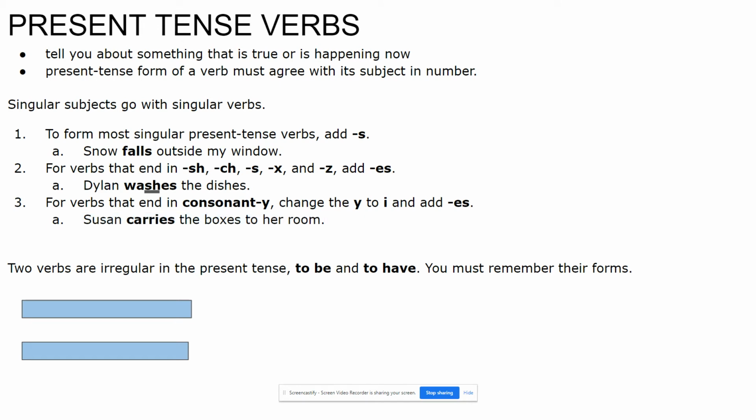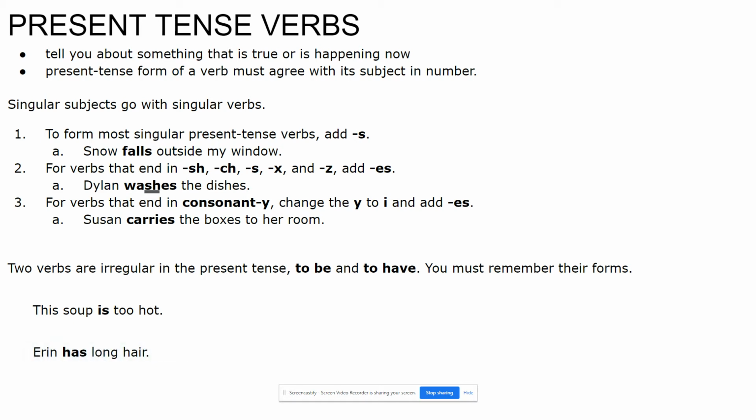Two verbs that are irregular in the present tense are to be and to have. Those are the infinitives of those verbs. You have to just remember what their form is in the present tense. There's no real trick to it. You just have to know. To be in the present changes to is. The soup is too hot. And to have, Aaron has long hair. So to have changes to has.